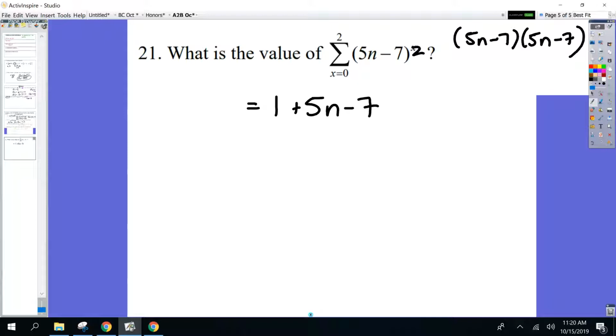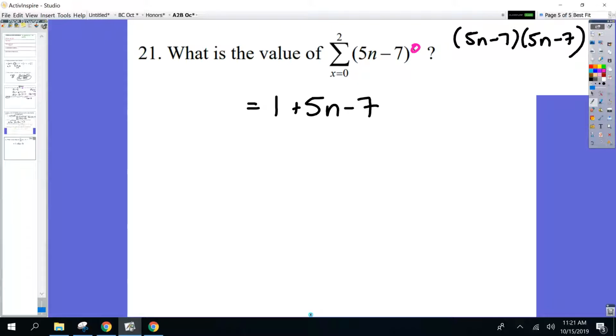What's your deal, Maddie? You got a problem with that? Go ahead, talk to me then. What do you got? This one here? Okay, what number do you have to plug in first for x? According to the sigma, what number do you have to plug in first for x? What's on the bottom? x equals 0. That's where I start. So I plugged in a 0 for x. And the rule is anything raised to the 0 power is 1. Okay, so that's what I got when I plugged in 0.